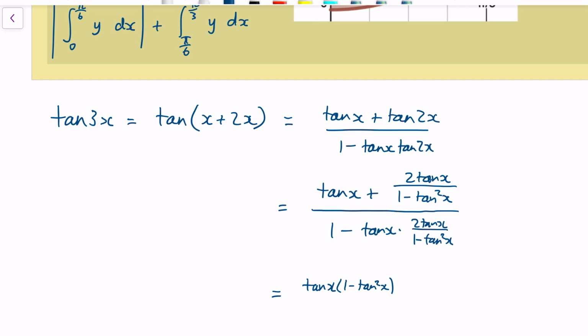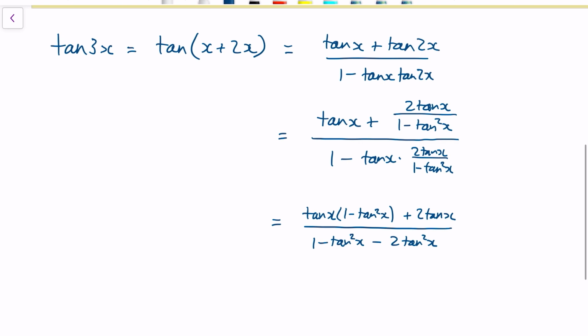So I get just a 2 tan x there. And then in the denominator, 1 minus tan squared x for the one part, minus 2 tan squared x for the other part. And then tidy it up a little bit. We've got 3 tan x in the numerator. And you know you're on the right track because it looks very similar to the expression that we were hoping to integrate. So that is tan 3x.